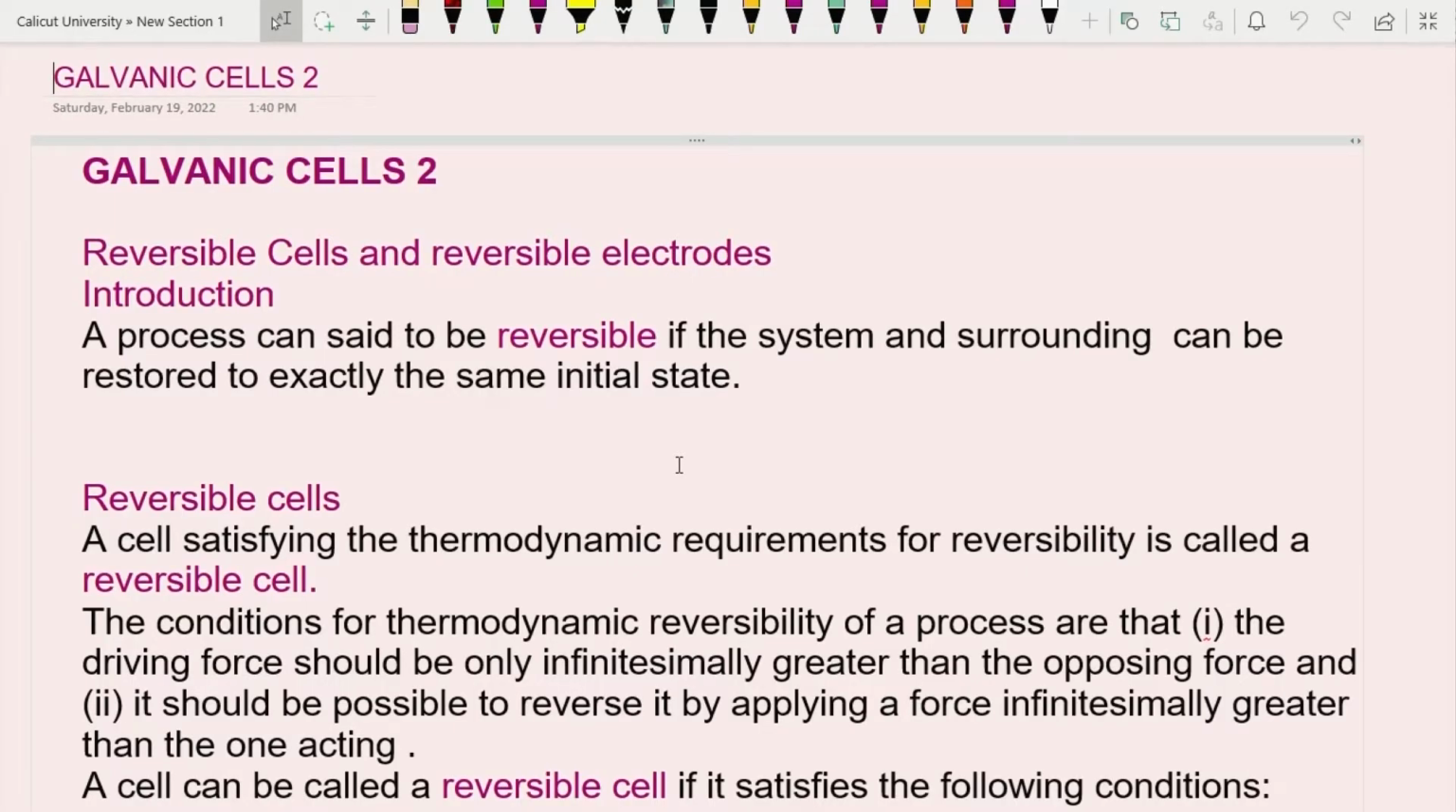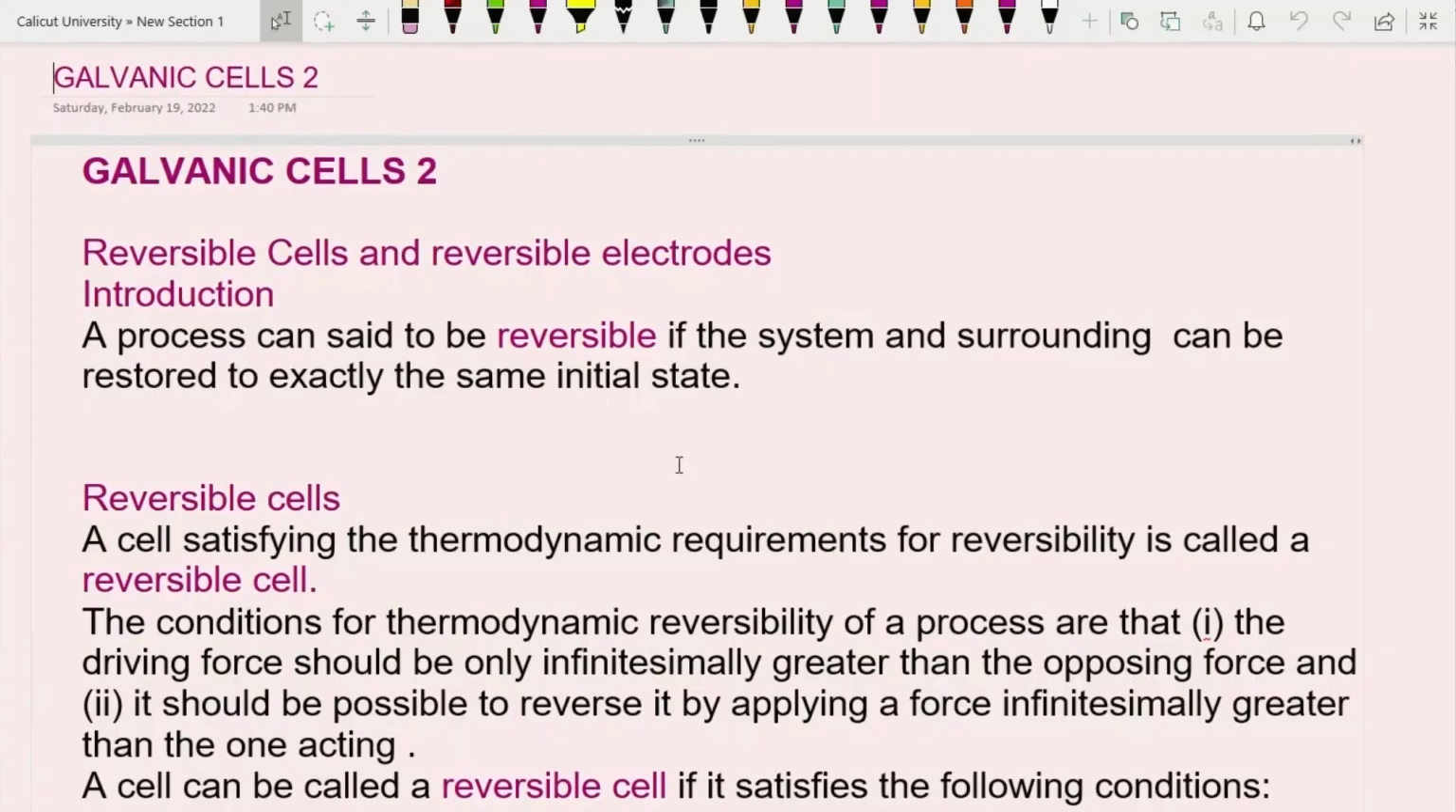A process is said to be reversible only if the system, after undergoing some changes, can be restored back to the exact initial state. Only then can we say the process is a reversible process. So, it should return back to its initial state, that is very important. A reversible cell also should be reversible. A cell that satisfies the thermodynamic requirements of reversibility, we call a reversible cell.